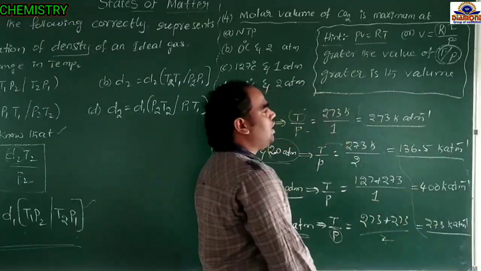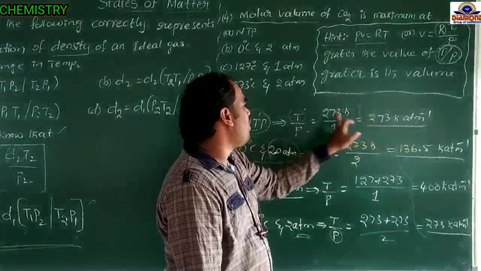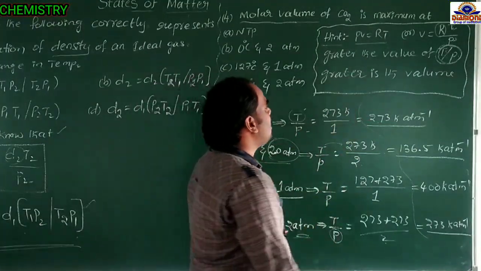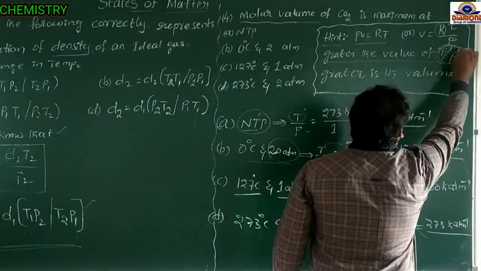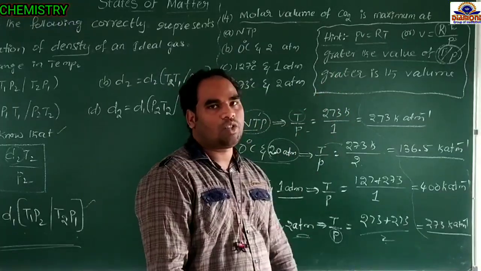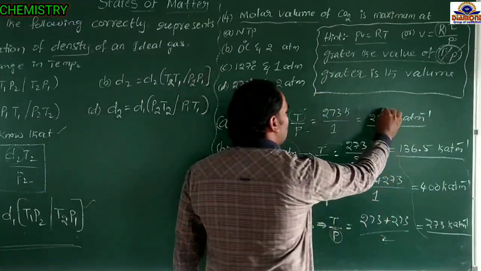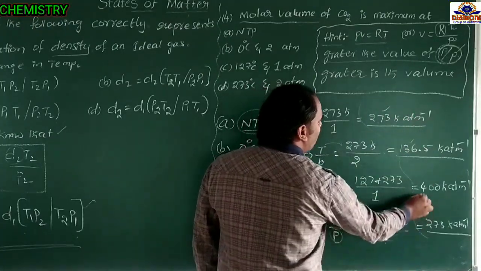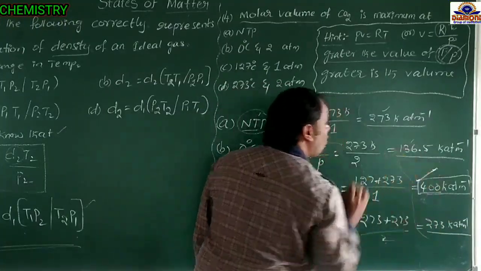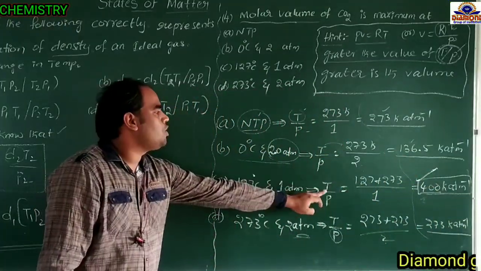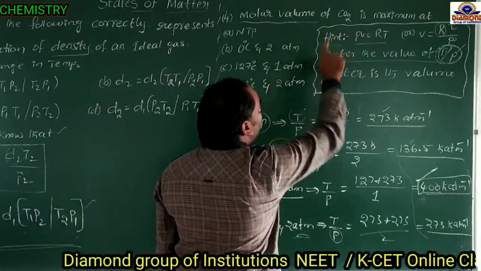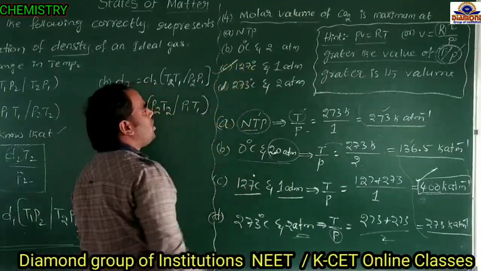These four values are what? T by P values. So what is the hint here? Here, the greater the value of T by P, if the T by P value is greater, then molar volume is also greater. So therefore 273, 136.5, 400 Kelvin per atmosphere, and 273. Therefore T by P value is more here. So if the T by P value is more, then molar volume is also more. Therefore, molar volume of carbon dioxide is maximum at C.